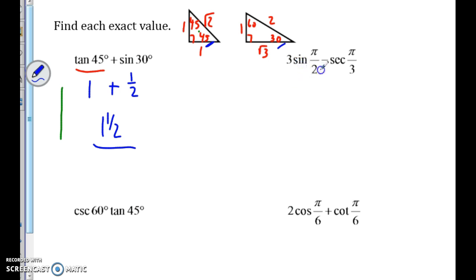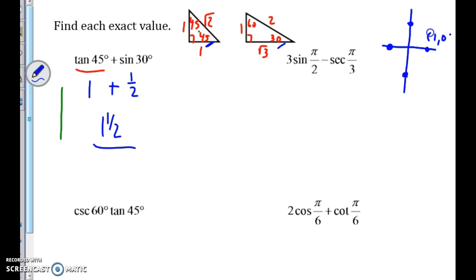Now look at this one. Pi over 2. Well, what the heck is that? Well, pi is 180. 180 divided by 2 is 90 degrees. Remember that? So it might be helpful for you to also draw a little unit circle where the unit circle would cross. Because for quadrantal angles, we want to be able to quickly know where it crosses each axis.